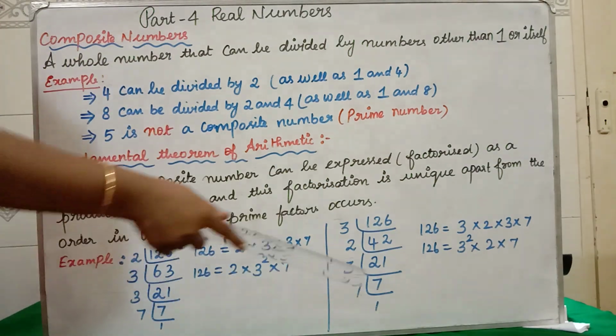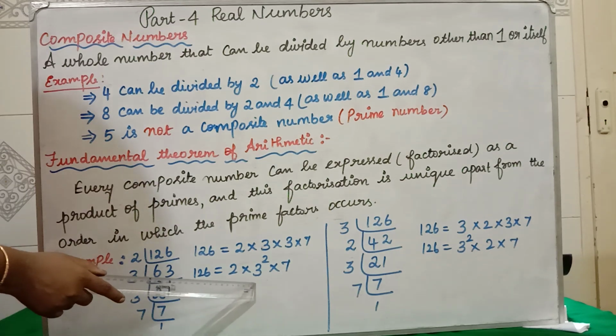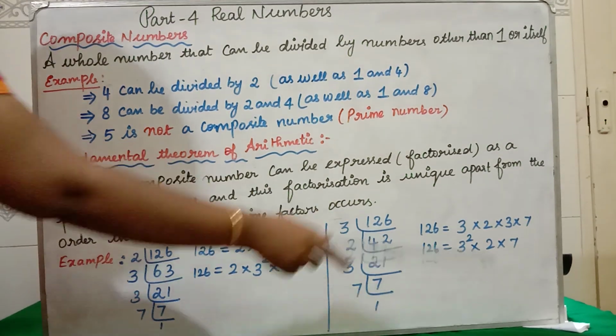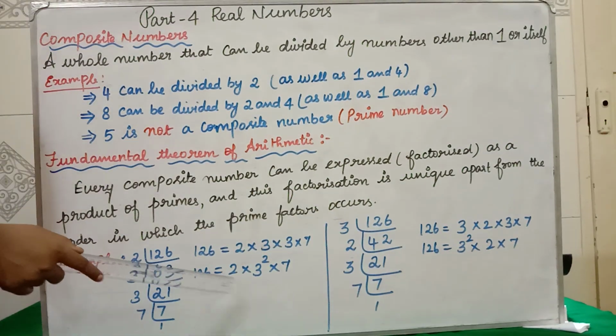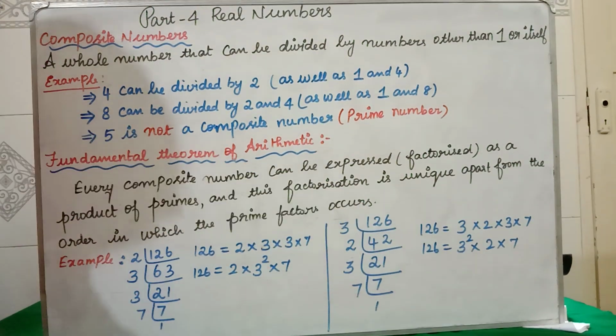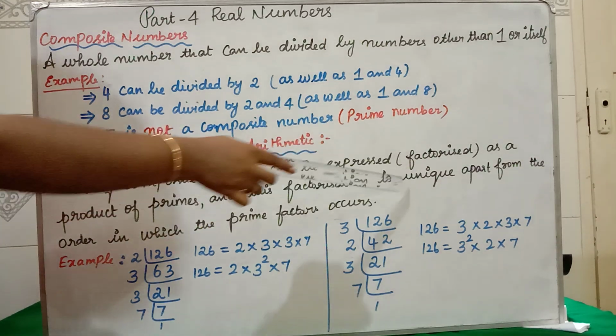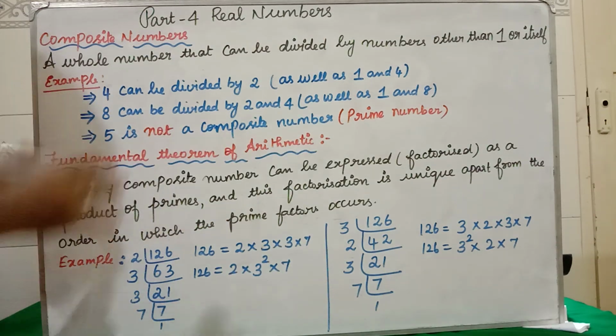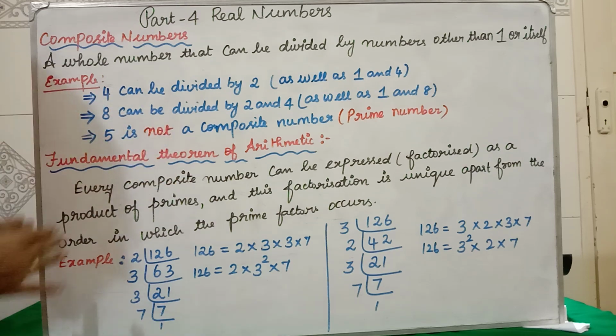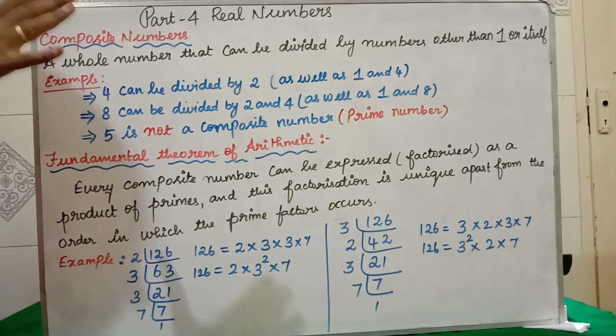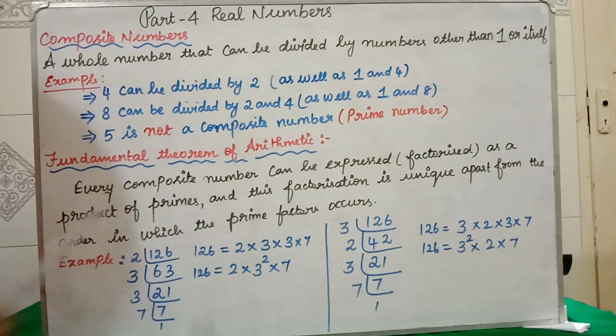If you compare this, here also I am having 3 square, there also I am having 3 square. Here also I am having 2, there also I am having 2. Here also I am having 7, there also I am having 7. So the factorization is unique. Everything, the procedure, the numbers, everything is the same. Unique means the same, apart from the order in which the prime factors occur.